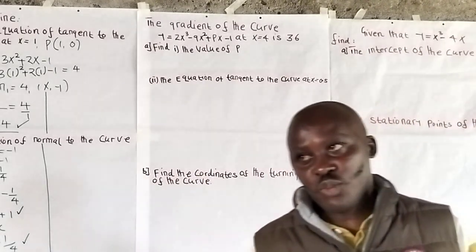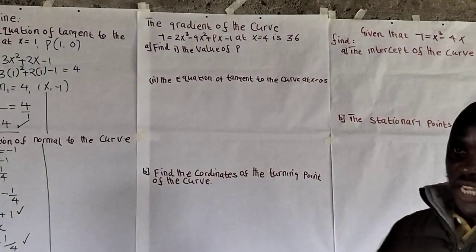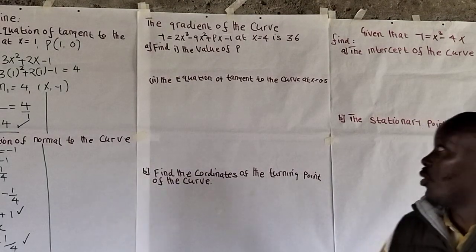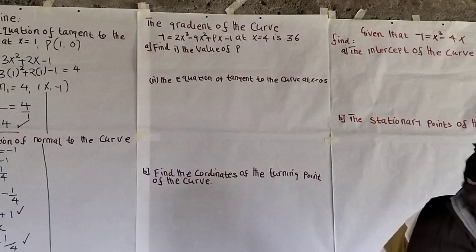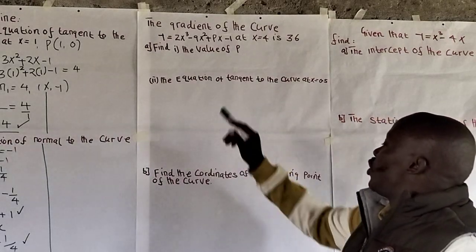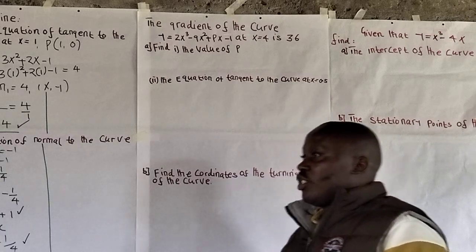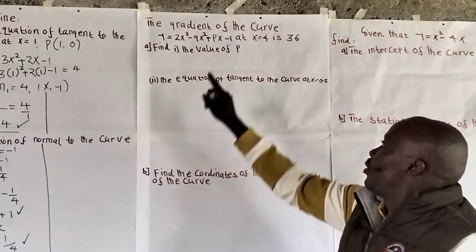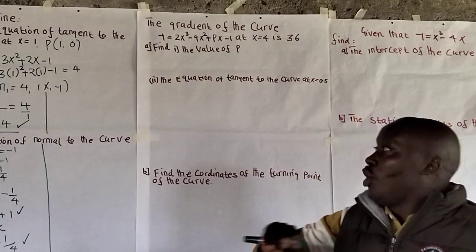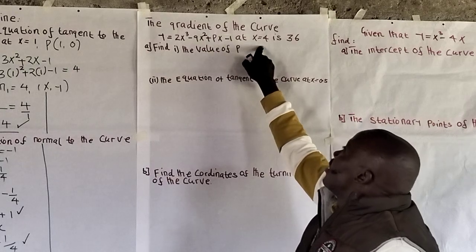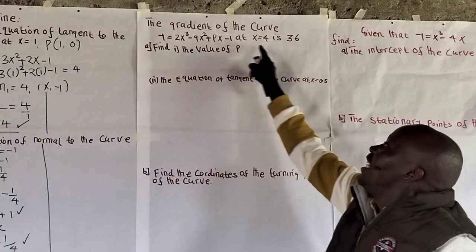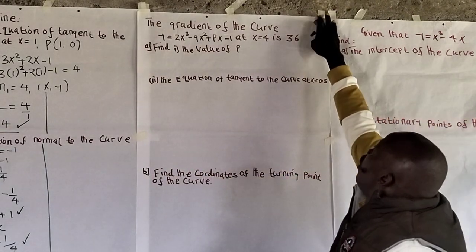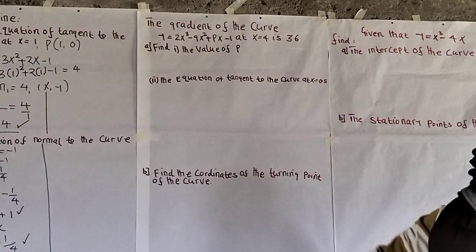We are looking at past KCSE questions on differentiation, and today we are looking at a question from KCSE 2015, Section P, that carried 10 marks. The candidates were given the equation of a curve as y equals 2x cubed minus 9x squared plus px minus 1. The value of x was 4 and the gradient of that curve was 36 at that point. We are supposed to find the value of p.